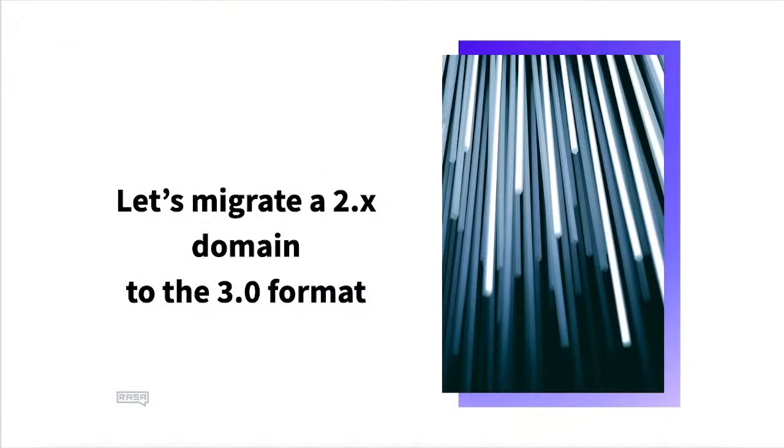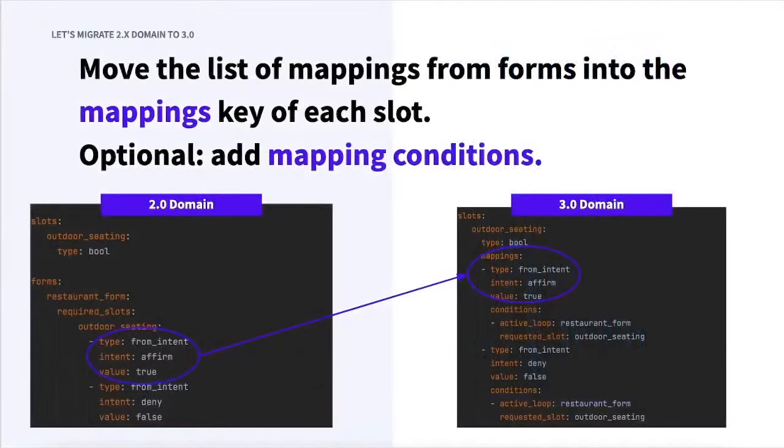Let's try to migrate a 2.0 domain to the 3.0 format. On the left-hand side, we have a domain that contains a slot outdoor seating, which is part of the restaurant form required slots. The slot mappings on the left-hand side will be moved into the mappings key of the slot outdoor seating in a 3.0 domain format. Optionally, you can add mapping conditions that can include active loop and requested slot.